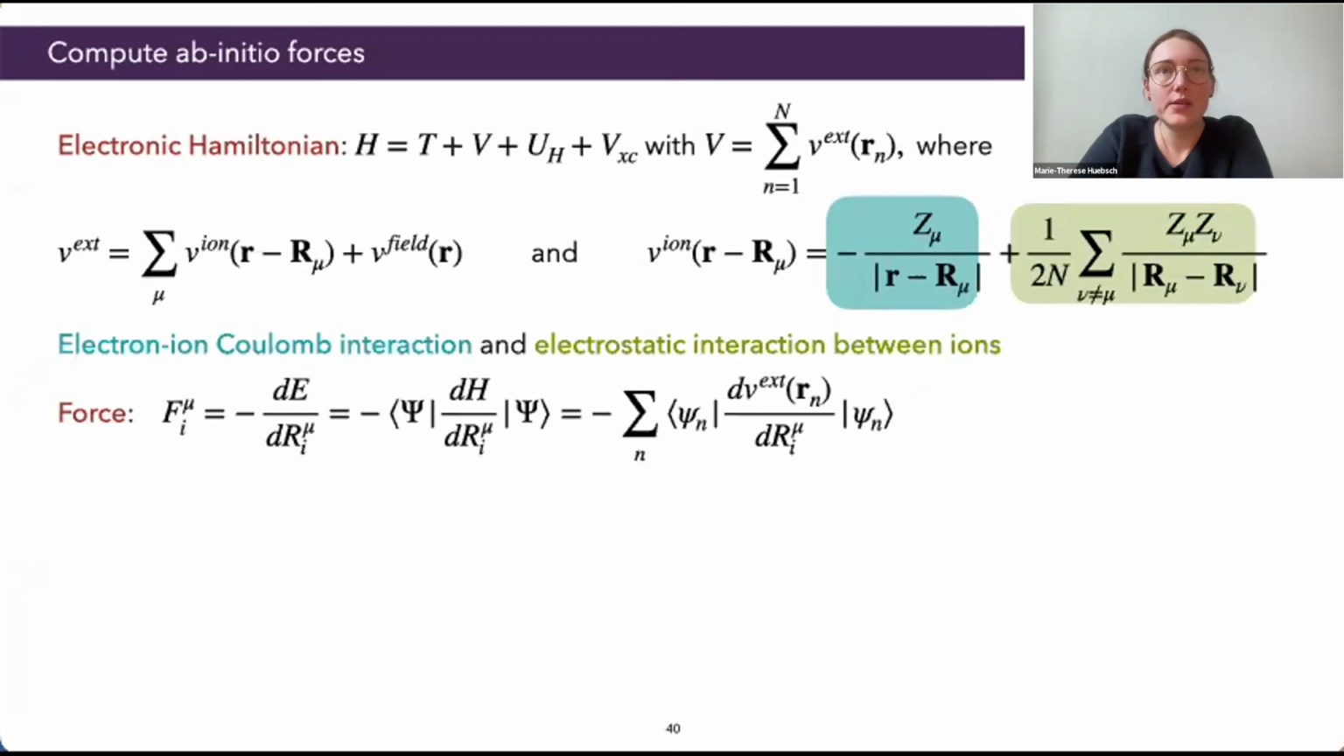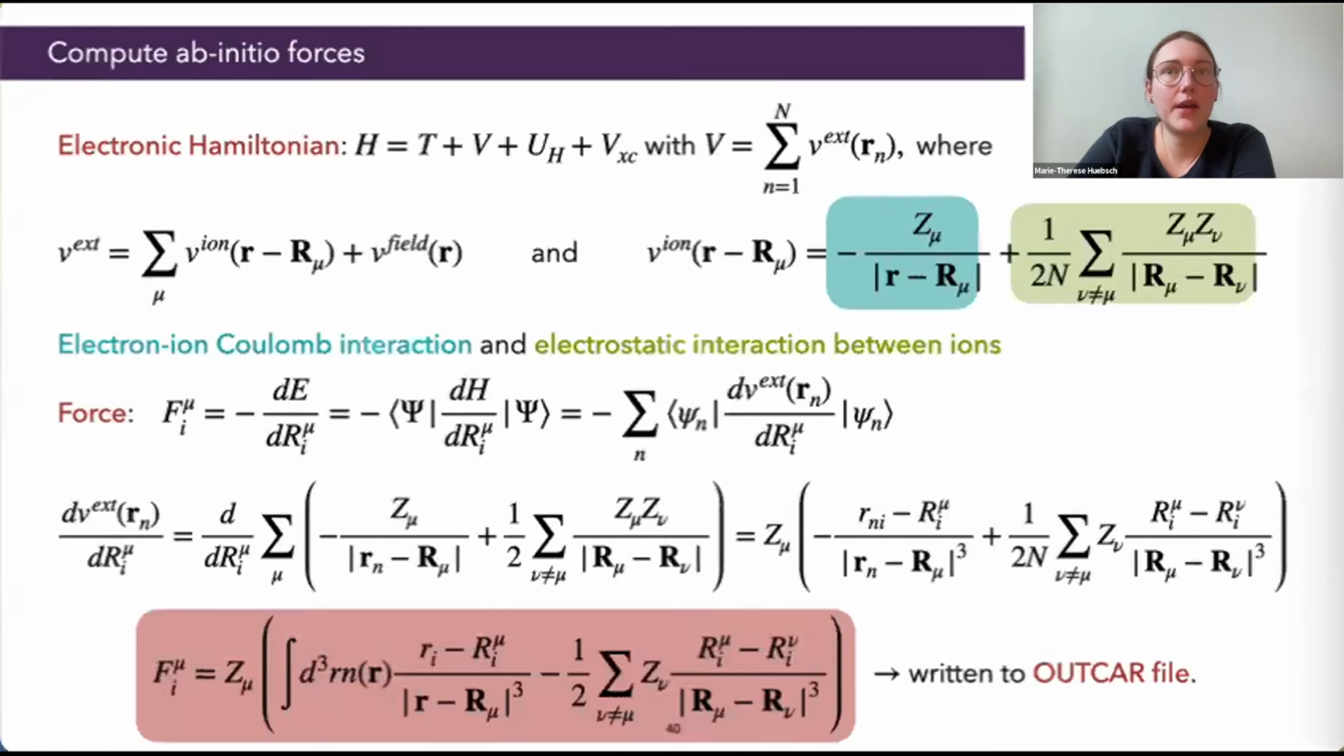Good. Now the force is given in terms of the Hellmann-Feynman theorem. The only part that depends on the ionic position is the external potential, and the derivative can be taken analytically. And finally, the Kohn-Sham orbitals are used to take the expectation value of the electronic position. The force is given in terms of the ground state electronic charge density and the ionic positions. So that means we need no further information after we have done a ground state DFT calculation, and there is no further setting required in the INCAR file. The forces are always written to the OUTCAR.